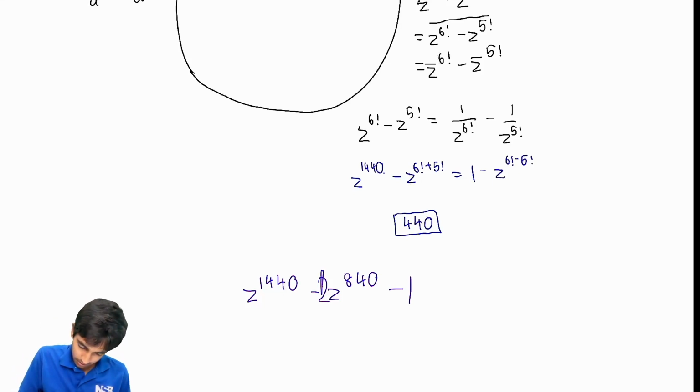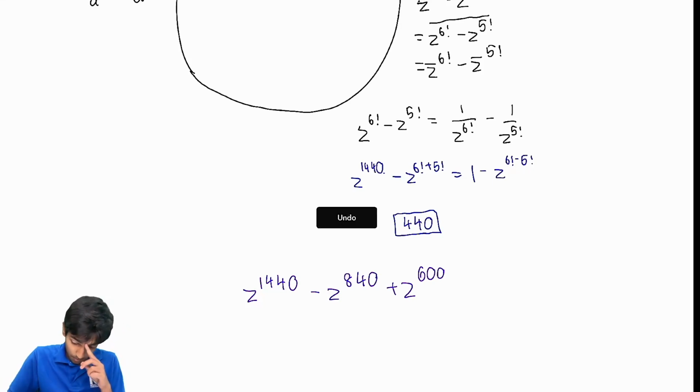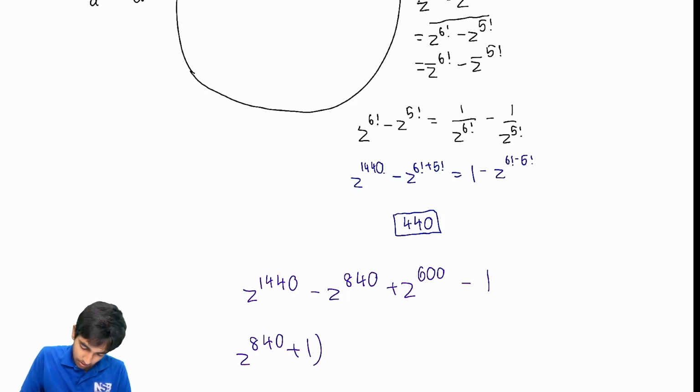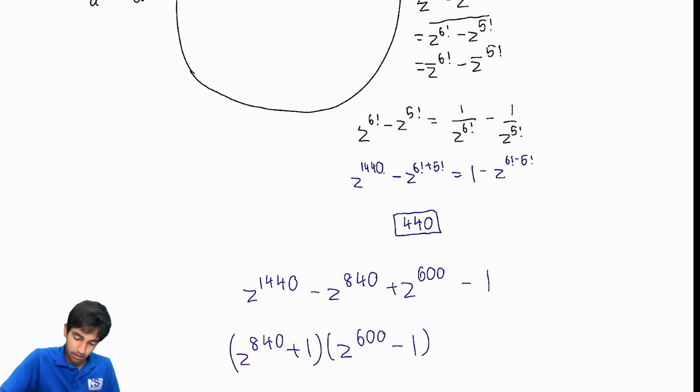Oh, sorry. Actually, this should be minus z to the 840 plus z to the 600. I did not realize that. And then this minus 1. Okay, so now how can we factor this? This is pretty easy to factor. Just z to the 840 plus 1 times z to the 600 minus 1. How will we do that? Well, you just group these together, and then you realize that this is just the same thing scaled up by z to the 840.